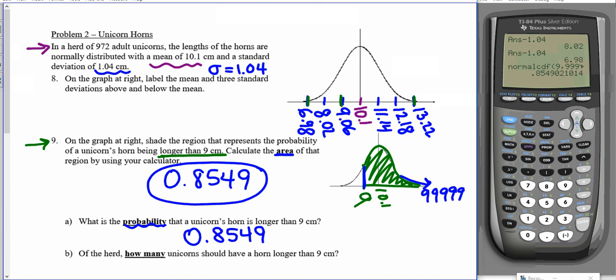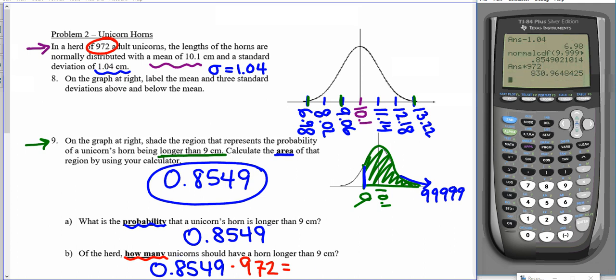And then when they ask in the next one how many unicorns we have, well, we had our probability, our percent of 0.8549, and then we have to take into account how big was the herd. Well, up here in the problem, they told us there were 972 unicorns. So I'm going to take my 0.8549 number and multiply it by 972 to give me 830.